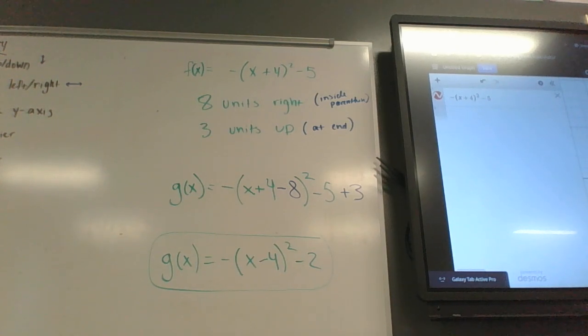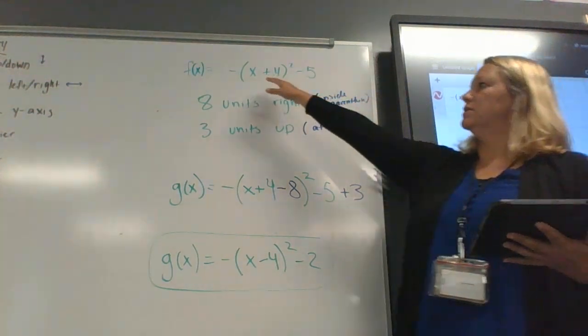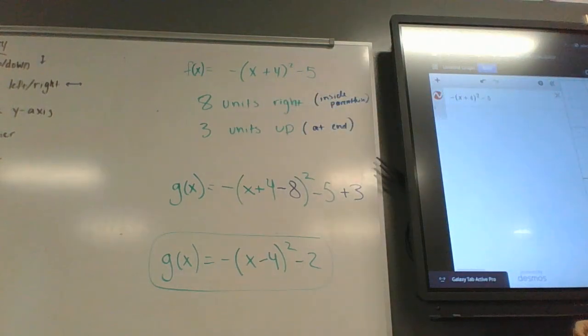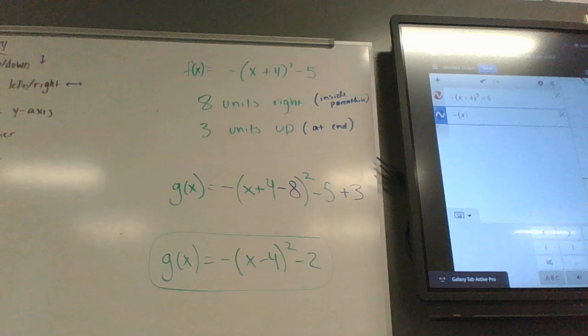The arrows are going down because of the negative sign in front. It's left 4 units from 0. And it's down 5. So this is the original. Opens down, left 4, down 5. That's the f of x. The new one that we wrote still has a negative sign in front. The middle became x minus 4. And the end became -2.